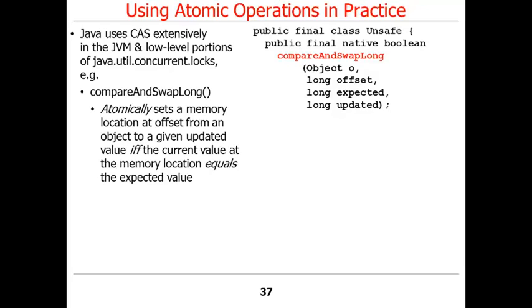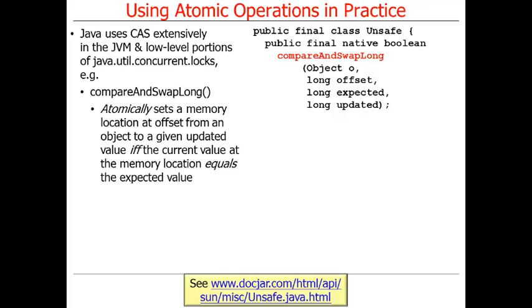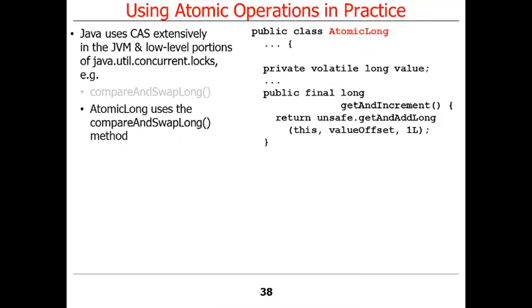So here's the way this works. Compare and swap long atomically sets a memory location at an offset from an object. So unlike what we saw before, where we had 3 parameters, this time we have 4. We have the object, which is just a good old-fashioned Java object, the offset of the field from the beginning of that object, which is kind of a low-level thing if you think about it, and then the expected value and the updated value. So it's going to do this check, and we'll see this in a second. You can actually look at the code if you want to see how the code works. It's pretty cool.